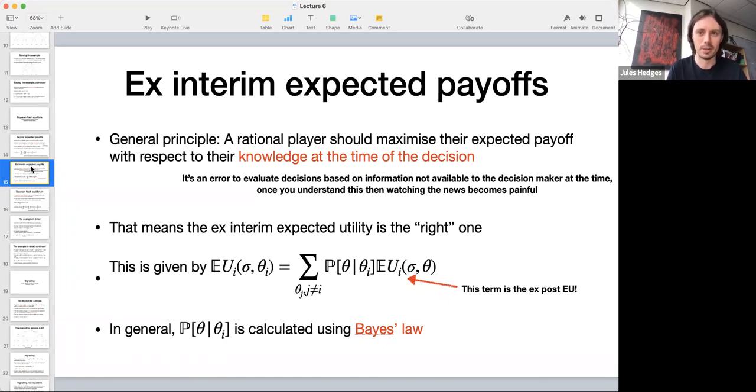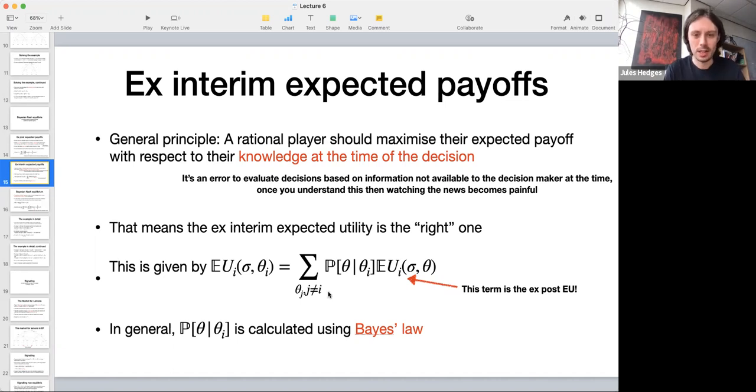So the correct decision making, whatever that means, optimizes expected payoffs with respect to the decision maker's knowledge at the time at which they made the decision, not the time at which payoffs are awarded, which is different. After making the decision, more information can become revealed. So what this means is, the ex interim expected utility is the right one.